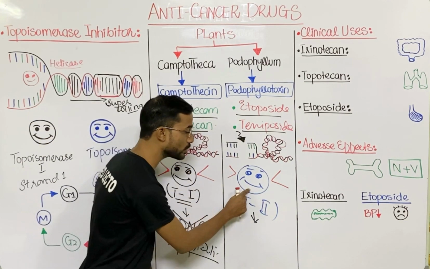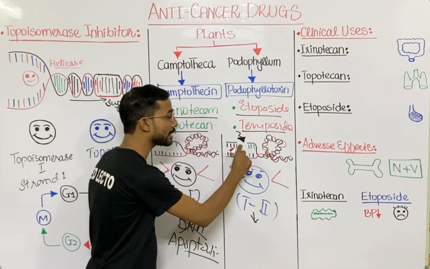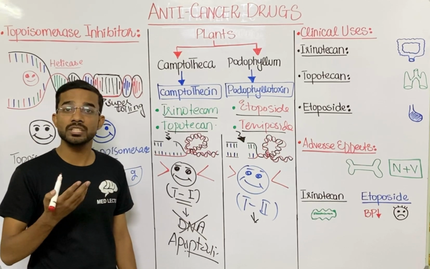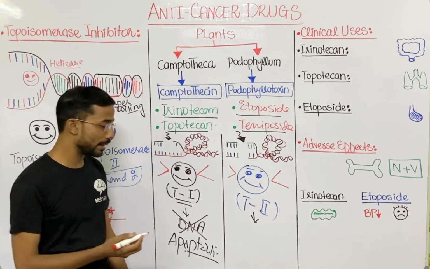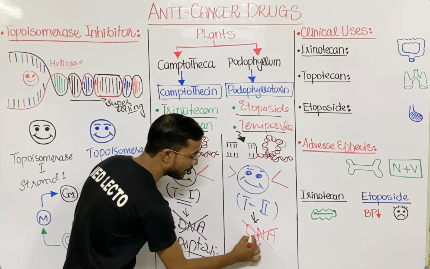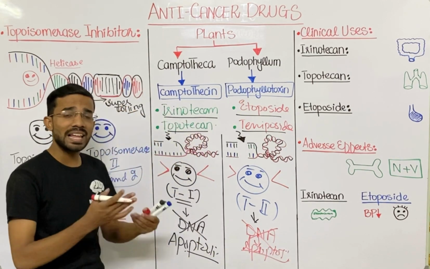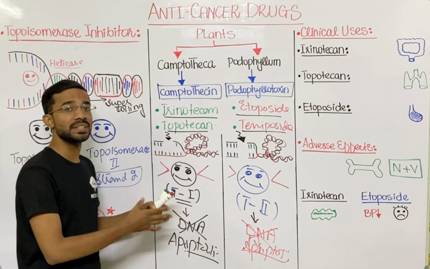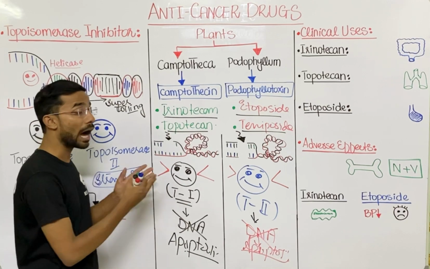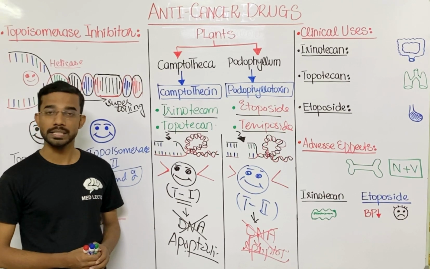When you see the blockage of the topoisomerase 2 enzyme, what will happen? Then ultimately the torsional effect will be retained, and there is no replication of the DNA, and ultimately there is no synthesis of the DNA, and the cell goes toward apoptosis. In that case, we can stop the synthesis or the division of the cell. Okay, this is how topoisomerase inhibitors block the topoisomerase enzymes.